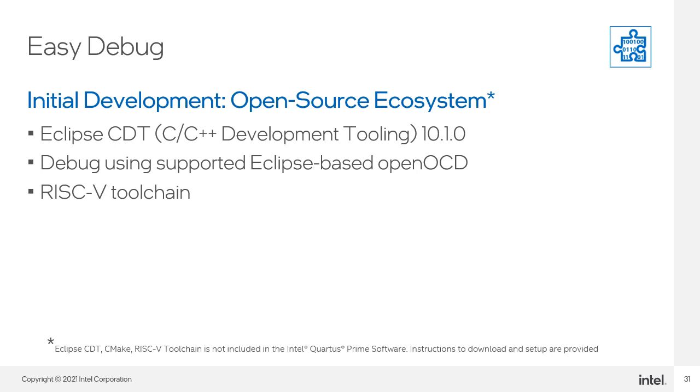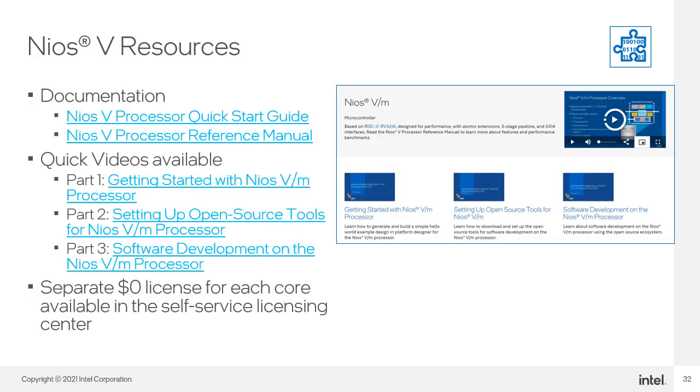The partner IDE will support common debug on Intel PSG ARM and Nios V processors with the capability to debug complex applications in the same environment. For more information about Nios V, refer to the Nios V Quick Start Guide and reference manual. There are also 3 quick videos that go over creating an example design, setting up the open-source software, and software development. These quick videos can be found on the Intel FPGA YouTube channel.